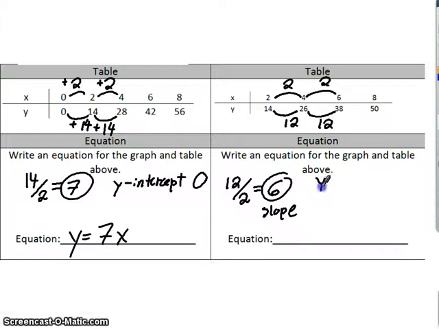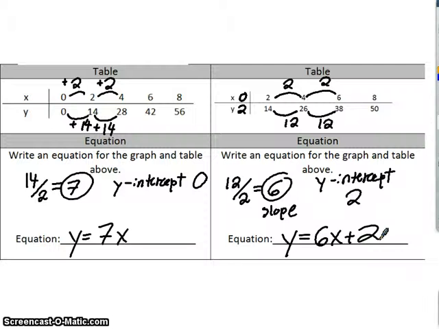And then my y-intercept. So 2 times 6 is 12, plus what to give me 14? The answer is 2, so my y-intercept must be 2. The other way is I could follow this pattern, 8, 6, 4, 2, go back to 0. This is going by 12, so take 12 away from 14, I get 2. There's my y-intercept. So y equals 6x plus 2. So those are the equations.